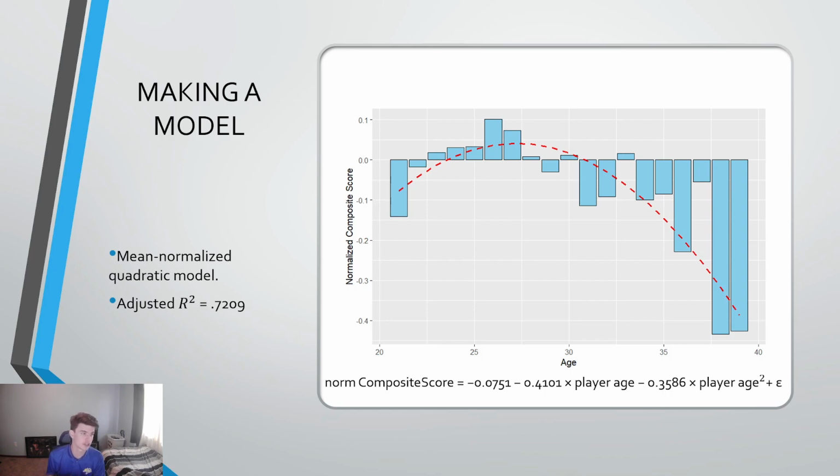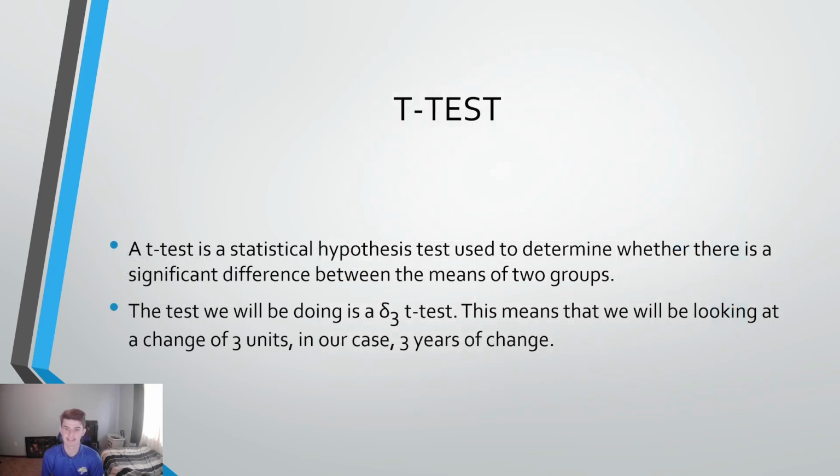And there's another way we can show this drop off, and this is called a t-test. A t-test is a statistical hypothesis test used to determine whether there's a significant difference between the means of two groups. This t-test that we'll be doing is a delta 3 t-test, which means that we'll be looking at a change in 3 separate units. So in our case, 3 years of change. So we will be looking at the ages of 21 to 24, 30 to 33, that 3-year difference.